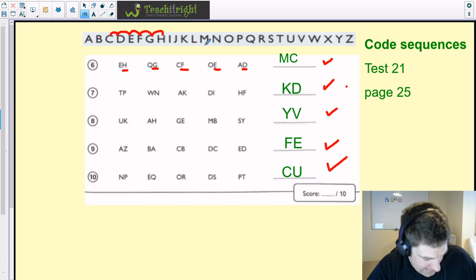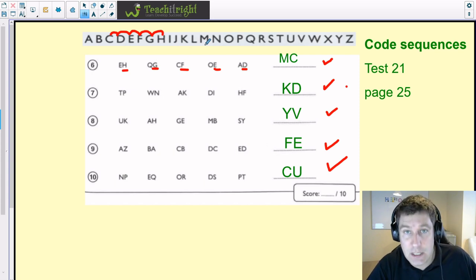Should have got KD. And the first letter was +3, +4, +3, +4, +3. Again, you have to be really accurate when you're counting there, particularly when it alternates between different numbers. The second letter was -2, -3, -2, -3, -2 to get your D. So again, really accurate when you're counting.